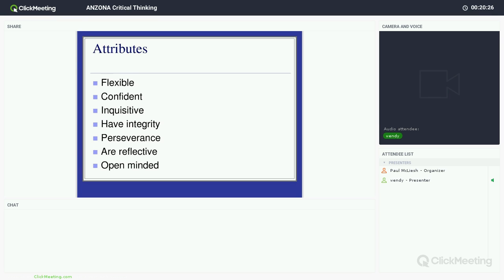Other attributes that they may have are that they're flexible, confident, and inquisitive, because this is really a key to being a critical thinker. They need to have integrity. Perseverance is quite often needed because solving problems isn't often easy to do. It's something that we need to persevere with, and certainly improving practice requires perseverance. They're people that are reflective, and they're also open-minded, because when we're closed-minded, we're not looking at better ways of doing things.